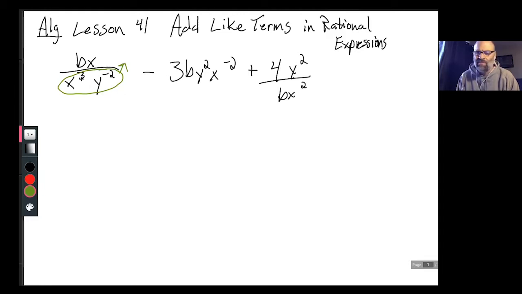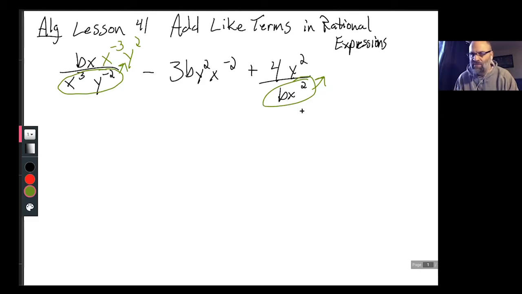So this x to the +3 downstairs becomes an x to the -3 upstairs. This y to the -2 becomes a y to the +2 upstairs. That one's already upstairs, so I'm going to ignore that. I'm going to bring this upstairs. So this is a b. What's the exponent for b? I don't see an exponent for b. Can you hold up a finger?